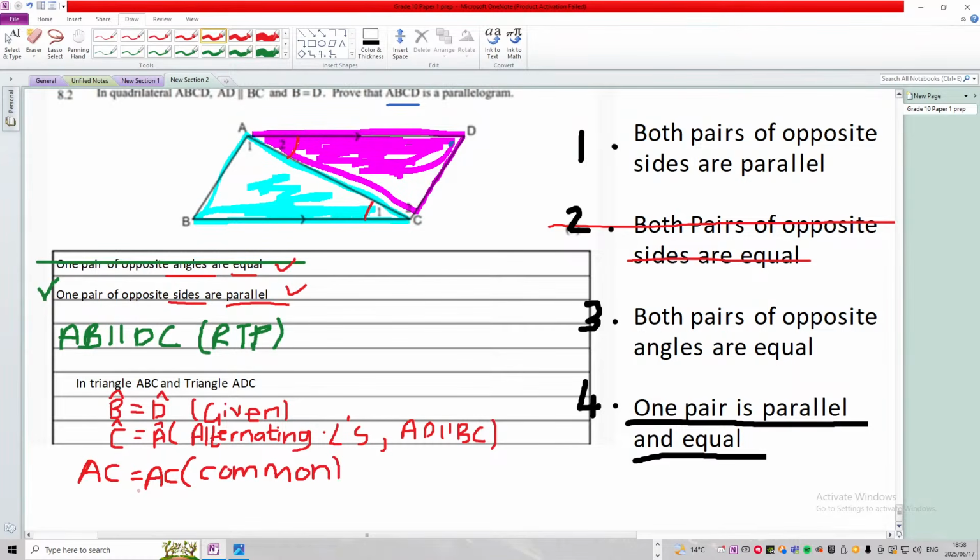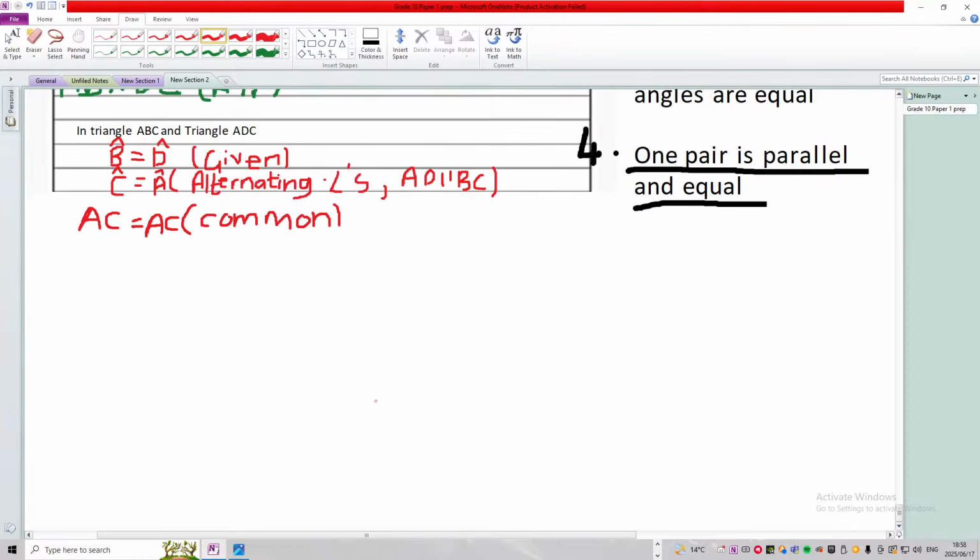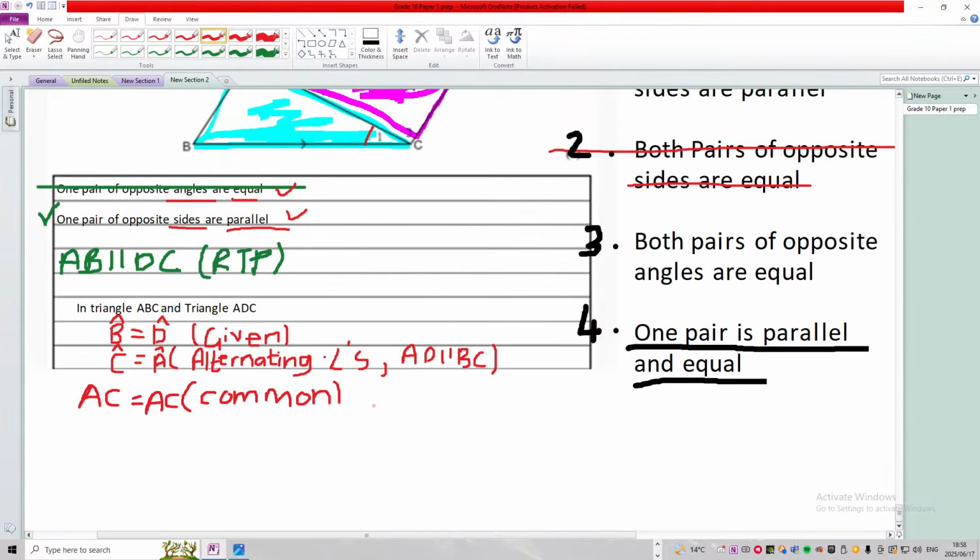Now is a very critical point in our congruency. I don't know if you guys are going to remember, the order of our congruency is very, very important. Therefore, triangle. Now, the letters that are equal here must match the order.